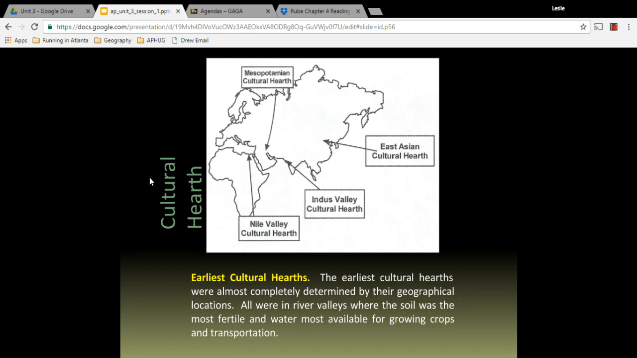In the Middle East, Mesopotamia grows up around the Tigris and Euphrates River. The Indus River Valley civilization grows up around the Indus River. And an early Asian cultural hearth emerges around the Yellow River.